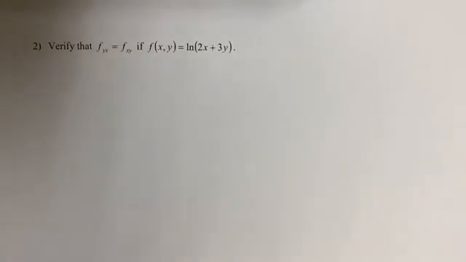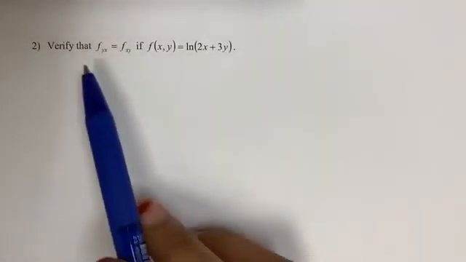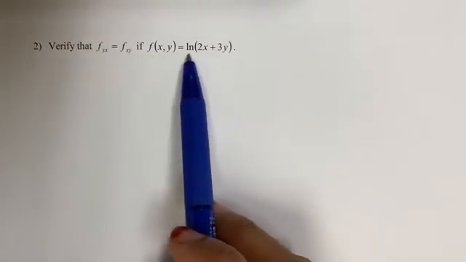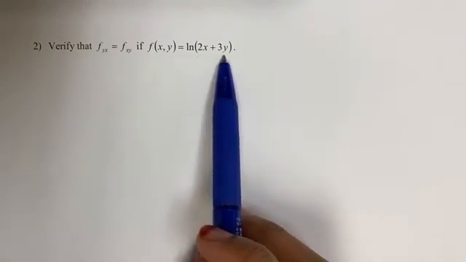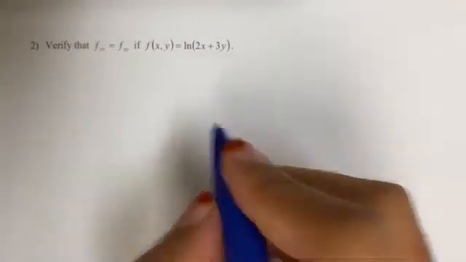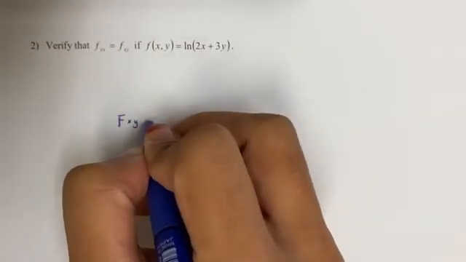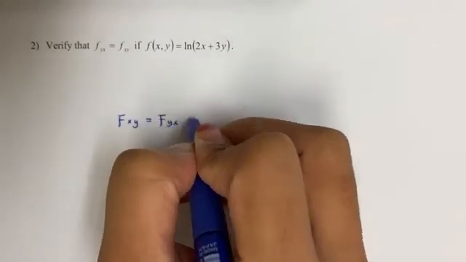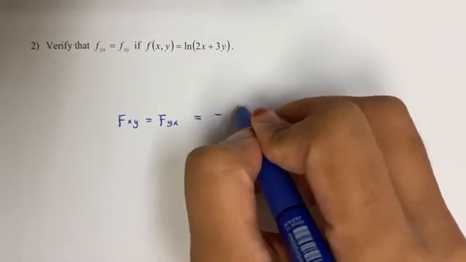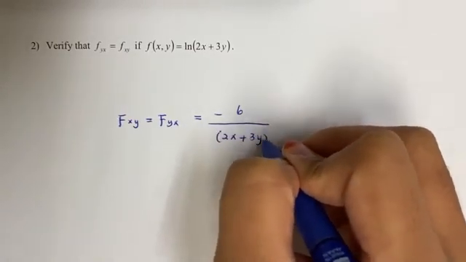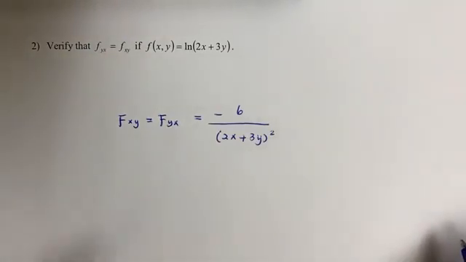Second example is to verify that fyx is equal to fxy if f(x,y) is equal to ln(2x plus 3y). Can you try this? Try to solve and show that the two are equal. I will give you the final answer, just make sure you get the same answer as mine. So fxy equal to fyx should be equal to minus 6 over (2x plus 3y) square. Okay, please try to do this.